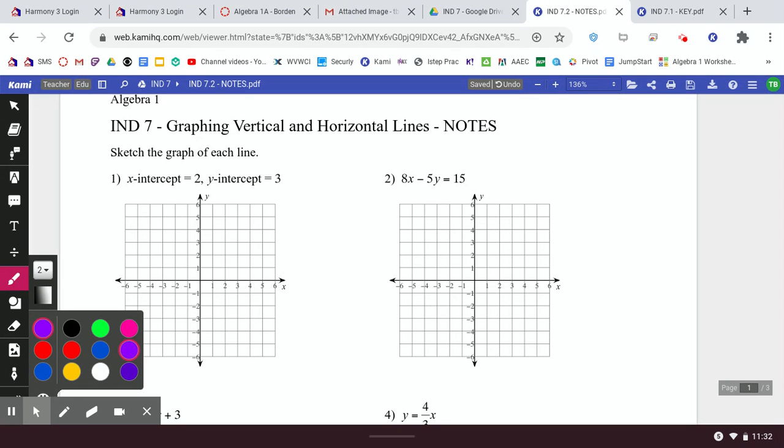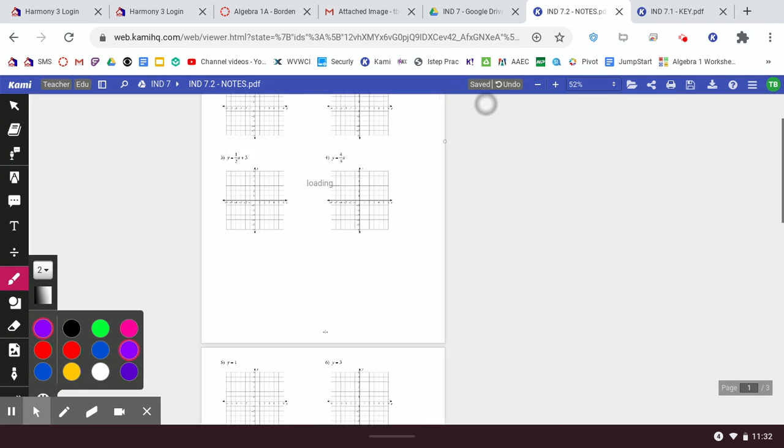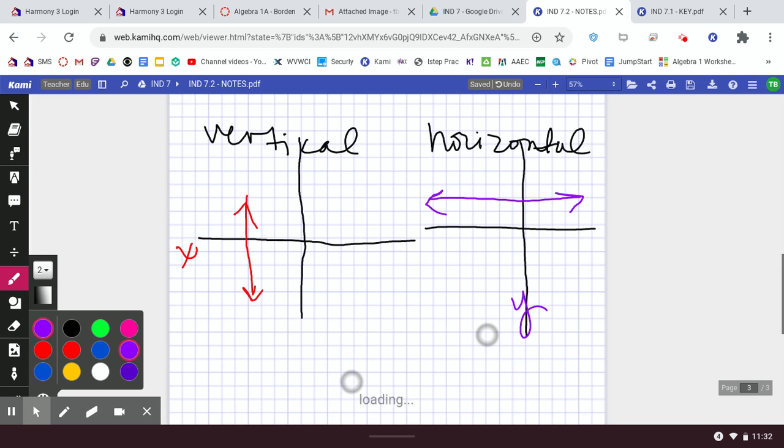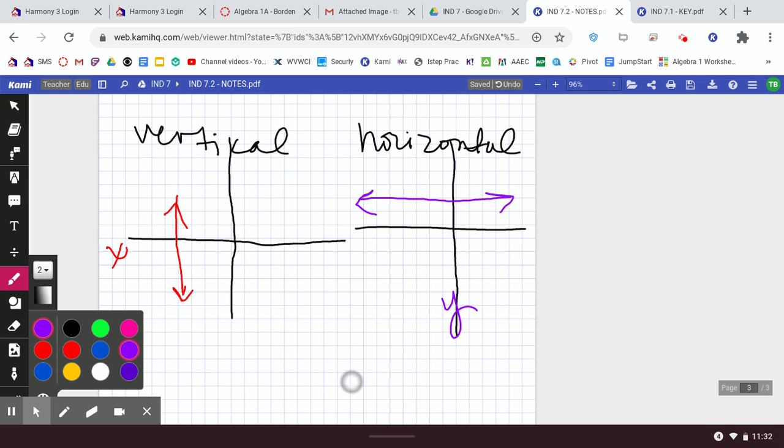All right, indicator 7, graphing vertical and horizontal lines. Just as a very quick review, vertical goes up and down and only touches the x-axis. Horizontal goes side to side and only touches the y-axis. And the horizontal lines, you can remember that by it looks like the horizon, okay?